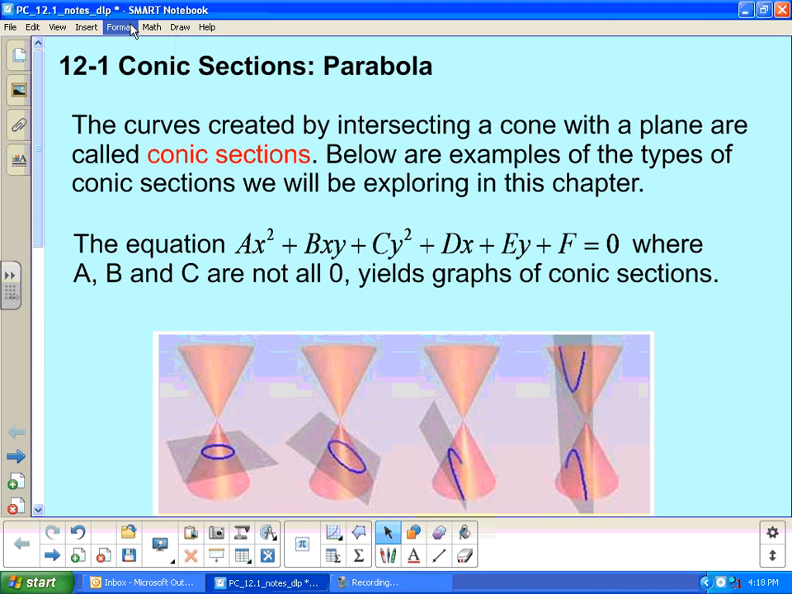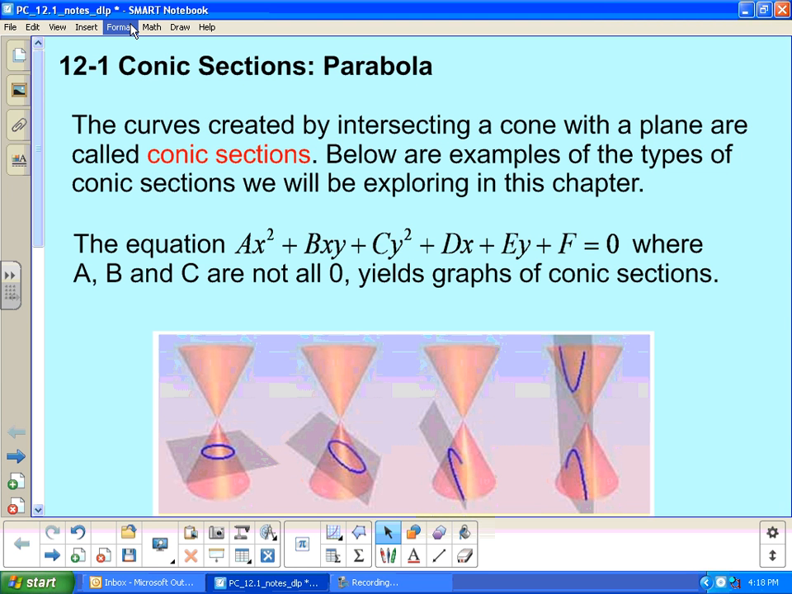Conic sections. We're embarking on the journey through conics. This is a little bit of a challenge. There's a lot of information that we get to look at, a lot of equations we're going to have to become familiar with, and the different components of the equation, what they refer to. So hang on, it's a bumpy ride.